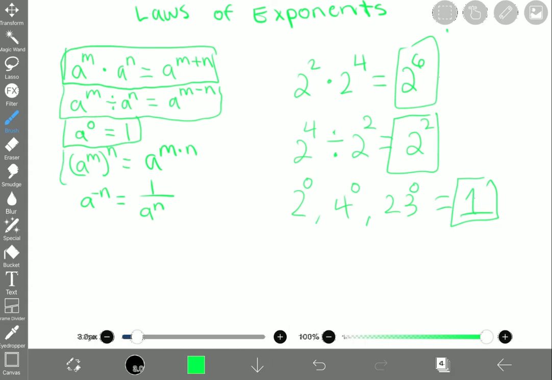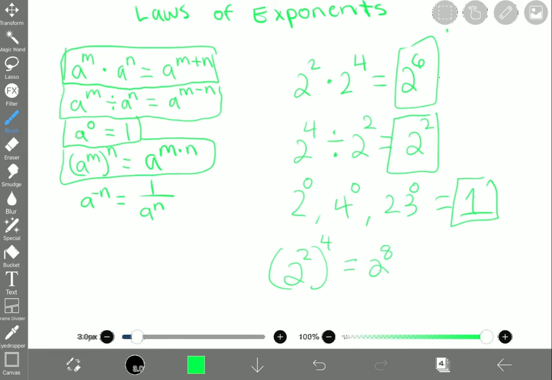Our fourth law is (a^m)^n equals a^(m times n). Okay, that was really confusing. Basically what this is saying is if you have 2 squared and this is put to the power of 4, this is 2 squared to the power of 4, this is just going to be 2 to the 8th because 2 times 4 is 8.